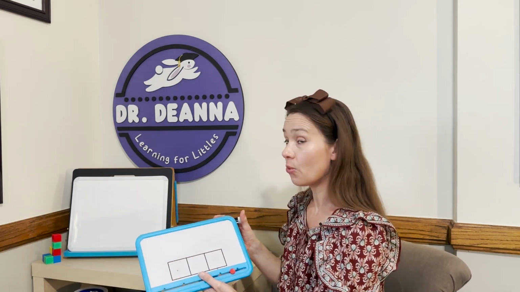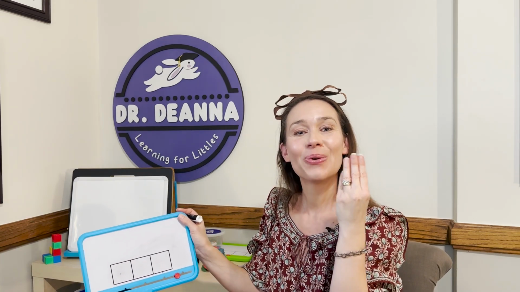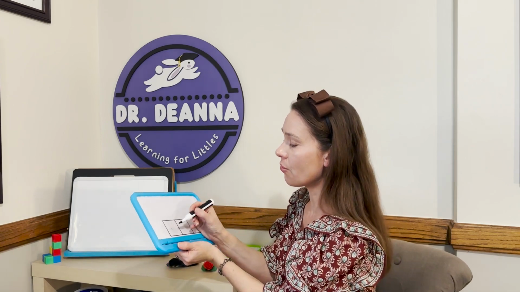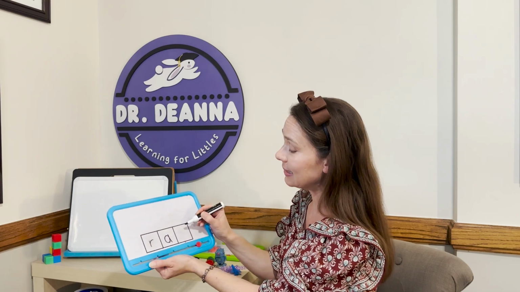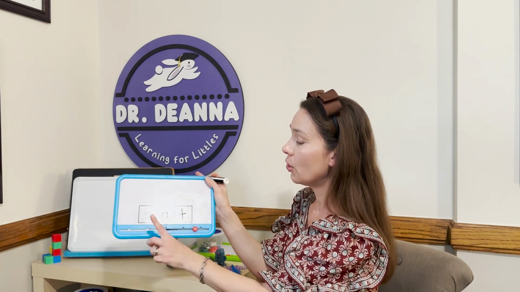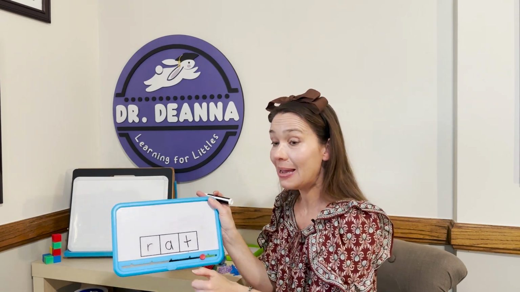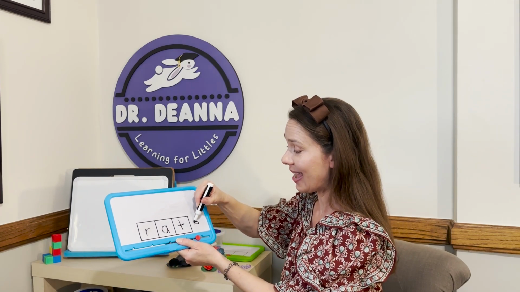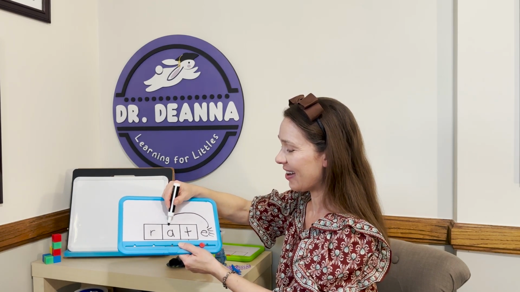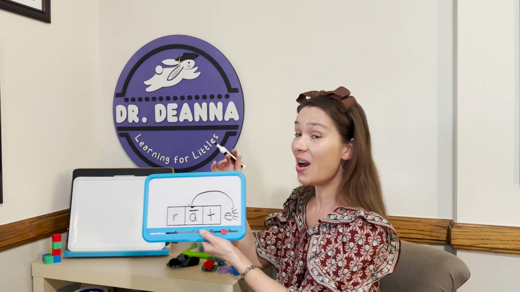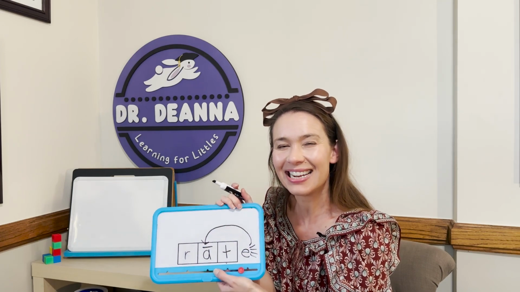My word is rat. R-A-T. Rat. I hear an R at the beginning. Rat. R-A-T. Rat. Do you know what will happen if I put the magic E at the end? And he sprinkles the magic fairy dust onto the A to unlock its vowel superhero magic. The A can say its own name now.